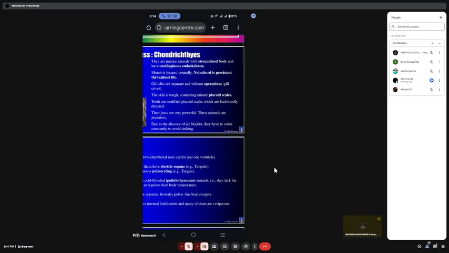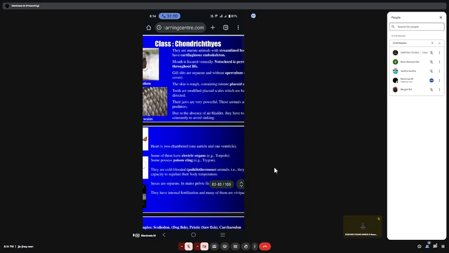In the male animal, the pelvic fins bear claspers for fertilization. Mostly these animals are viviparous. We have studied viviparous and oviparous in the previous lessons. Viviparous means giving birth. Animals that give birth are called viviparous. Also, the development of the animal is direct.